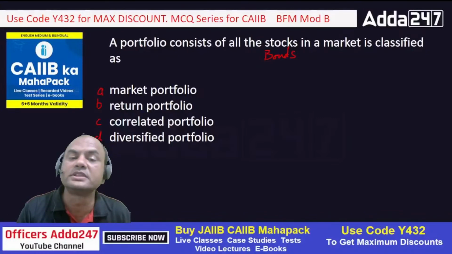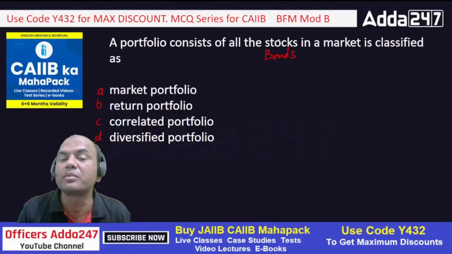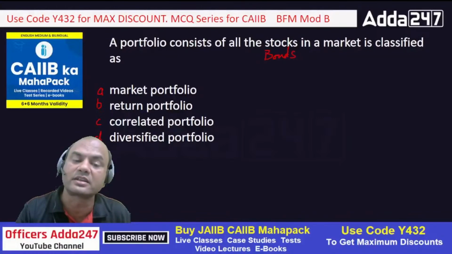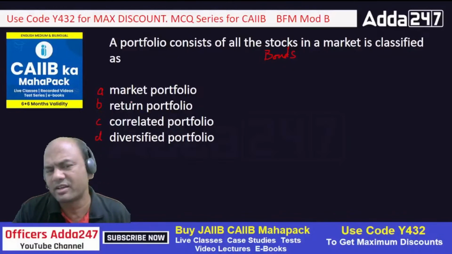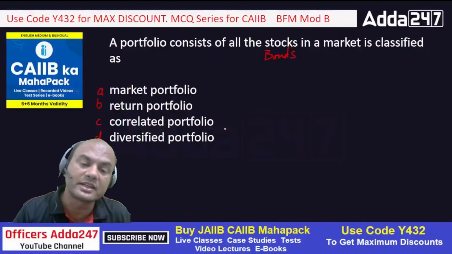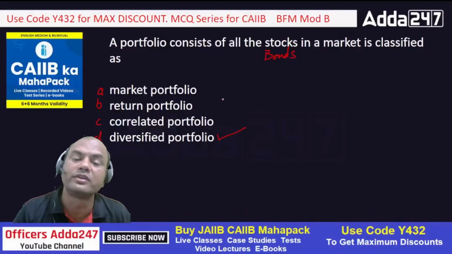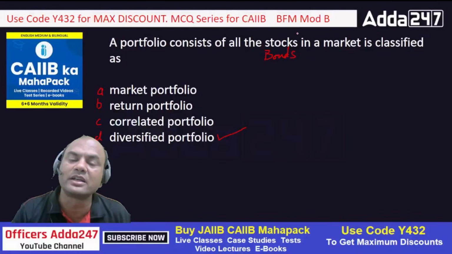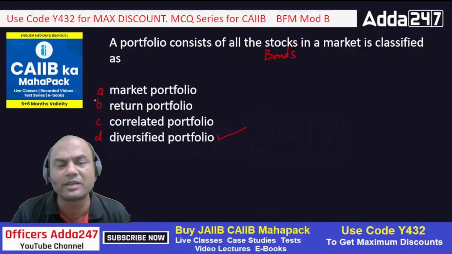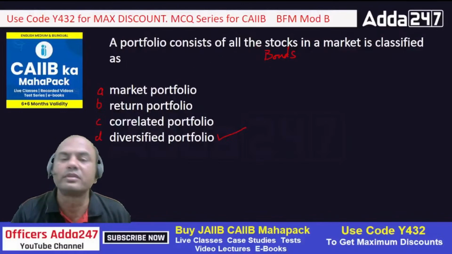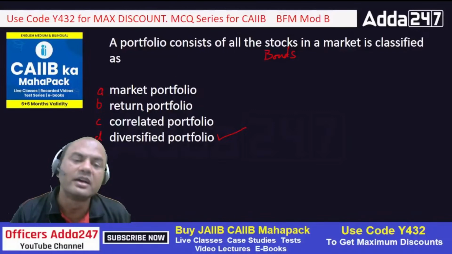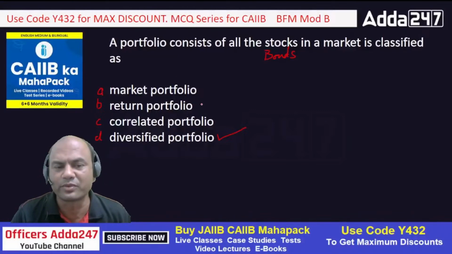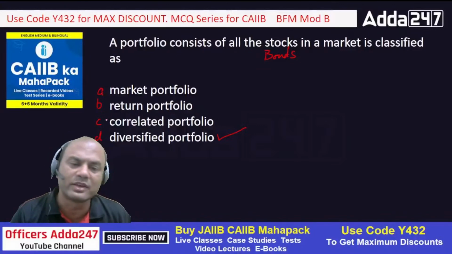So this is known as what? Which consists of all the bonds or stocks in the market. It is called market, return, correlated, or diversified. The correct answer is diversified portfolio. It is nothing called a market portfolio. Whenever we have a portfolio, it's obviously a market portfolio. You can't buy anything which is not available in the market. Logic, isn't it? Return portfolio, there is nothing called a return portfolio.